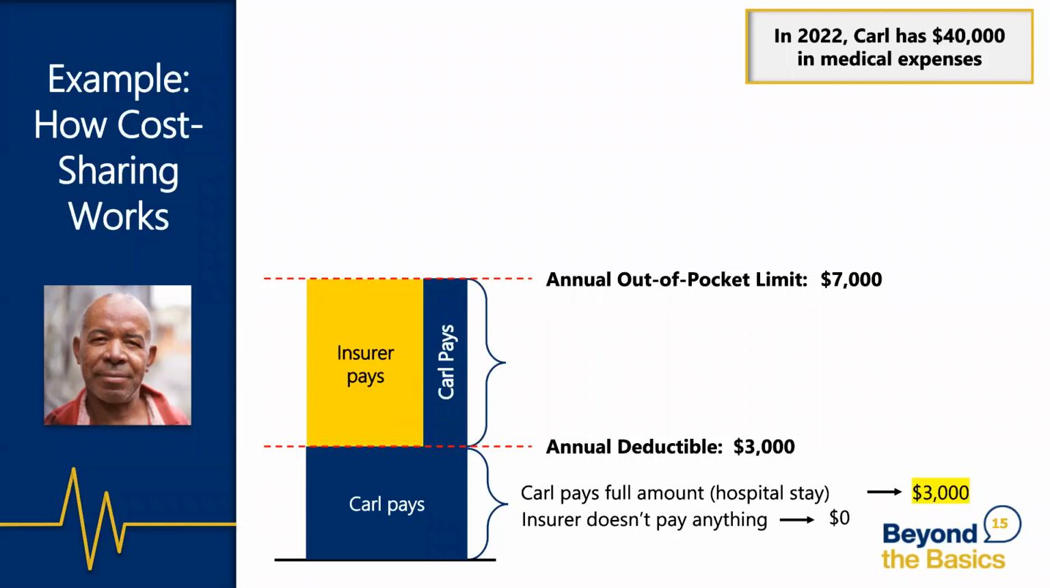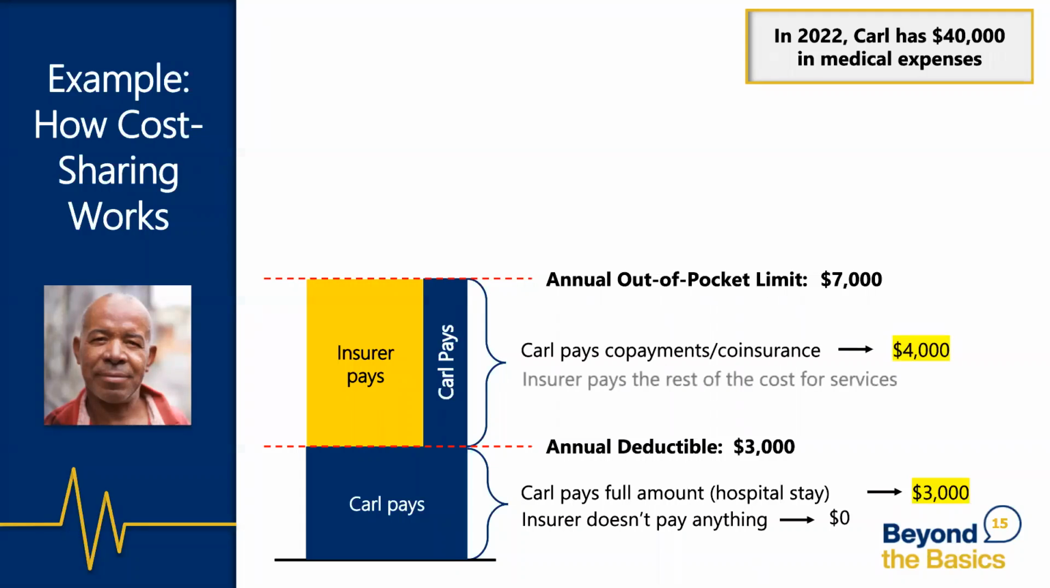After that point, once Carl has paid that deductible, there's a split where the insurer is paying some and Carl is paying some. In this case, there's copayments and coinsurance that add up to $4,000 for Carl, and the insurer is paying the rest of the cost of services, which in this case is $9,300. So basically, they're sharing that amount once Carl met his deductible. And at that point, Carl has actually, you can see in yellow, paid a total of $7,000 for in-network care, and that means he's reached his annual out-of-pocket limit.